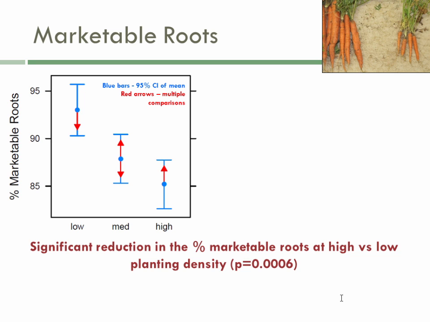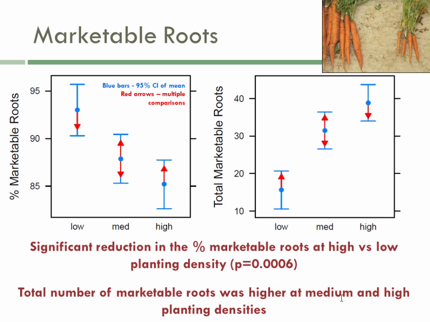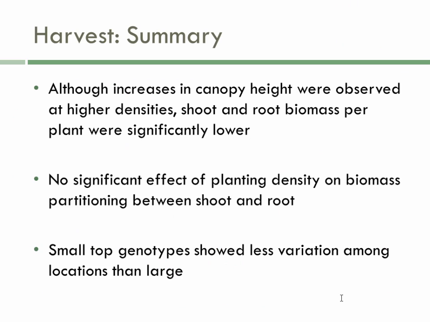Looking at the number of marketable roots, which is just roots above a certain size threshold, higher planting densities had a lower percentage of marketable roots, but the important thing is the total number of marketable roots, which was much higher at higher planting densities. So maybe better to plant thick and increase your yield.